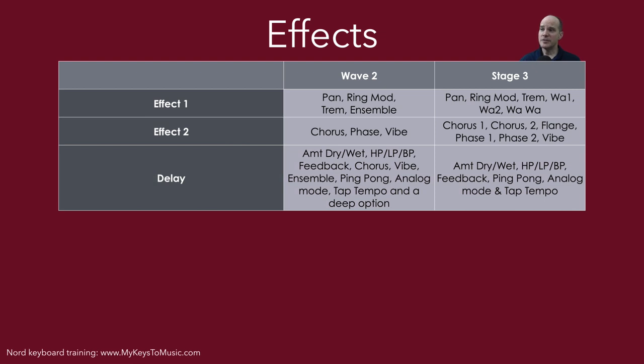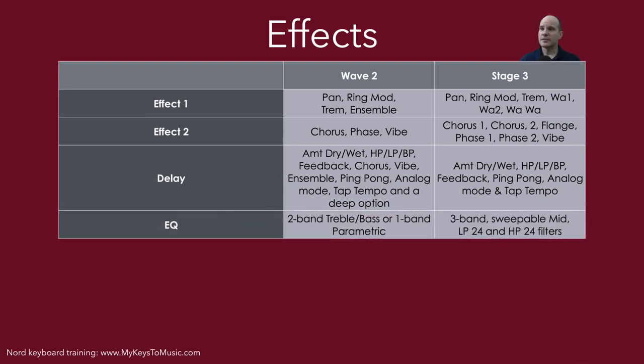The Wave 2 has an added feature where you can have chorus, vibe, and ensemble in the tail of your delay, which is a nice feature. They both feature ping pong, analog mode, and tap tempo. The Wave 2 has a slight advantage where there's a deep option as well on that digital delay. So as far as delays go, I think the Wave 2 has it beat. In fact, this is the most advanced delay that I've seen on any Nord keyboard.